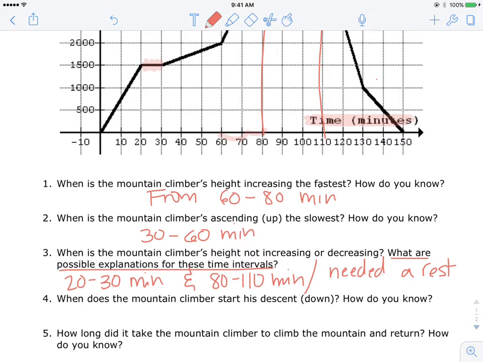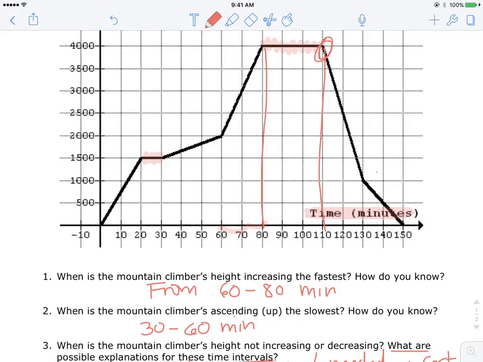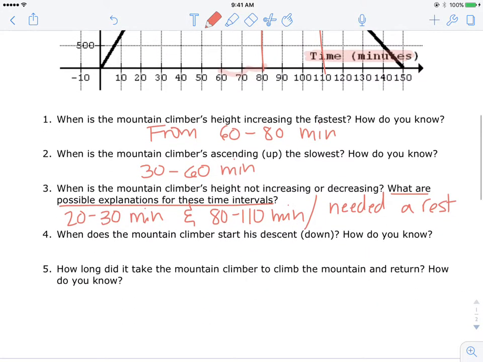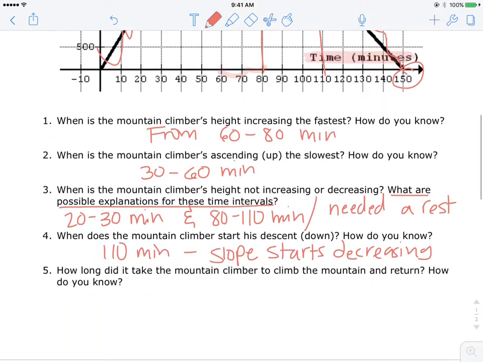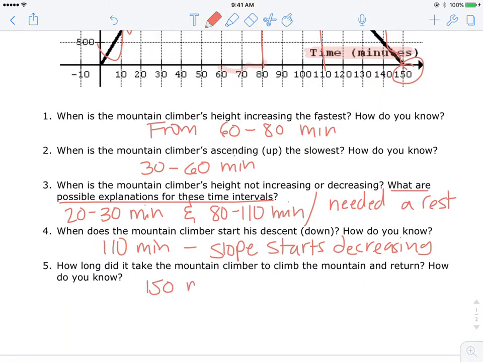When does the mountain climber start his descent? How does he go down? I'm thinking that's this point right here, and that's at 110 minutes. How do you know? I'm going to say the slope changes, or the slope starts decreasing, becomes negative. And last but not least, how long did it take the mountain climber to climb the mountain and return? He starts climbing the mountain, climbs the mountain, and comes back. We're talking about the whole graph here, so we're going to say 150 minutes. How do I know? That's the time from start to finish.